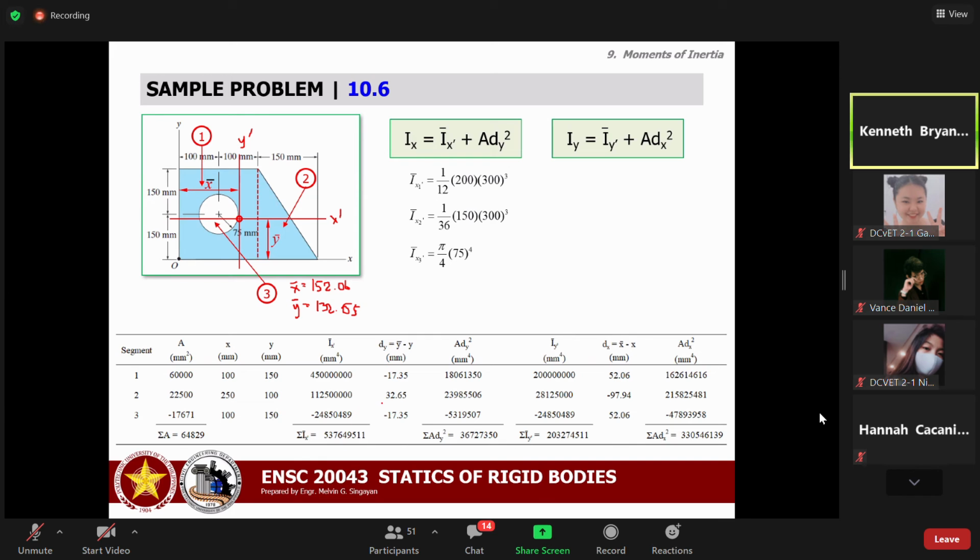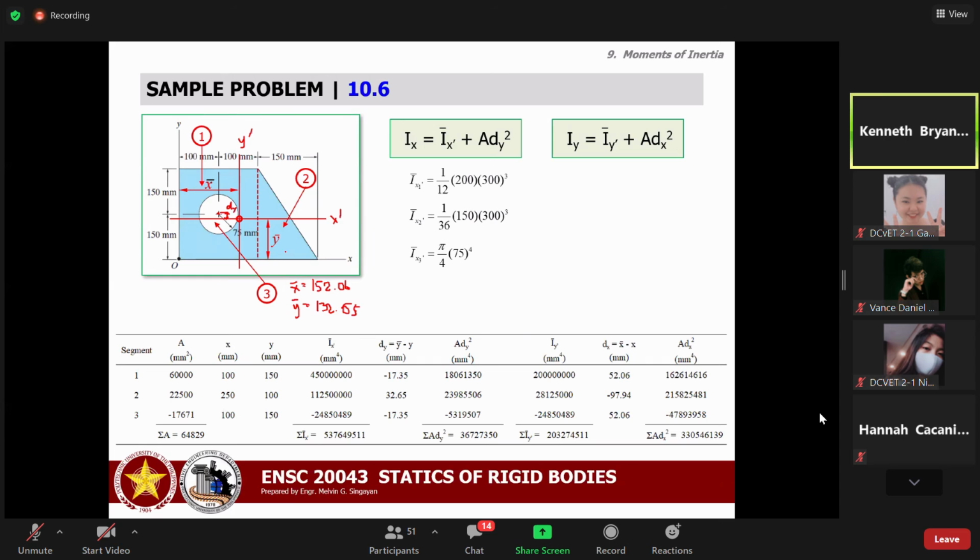Yung for dy. So, dy is the distance of the centroid to the reference axis, kung saan kukunin yung moment of inertia. So, in this case, say muna is yung x prime. So, if this is the centroid of the rectangle, ano yung dy? Distance from the axis na kinukuha yung moment of inertia. So, ito yun.